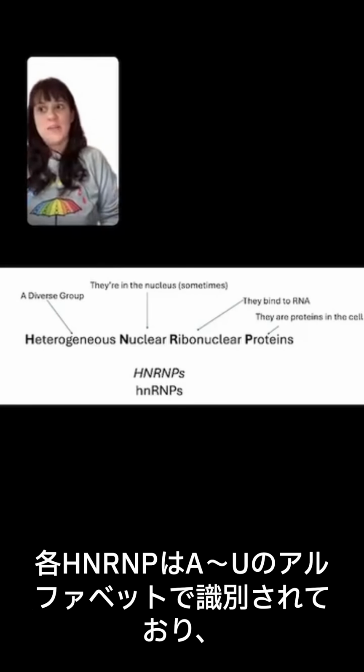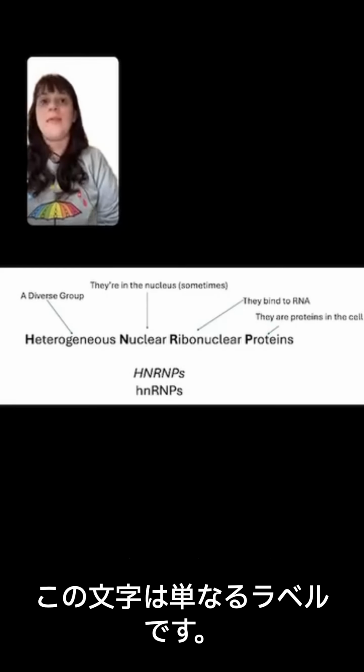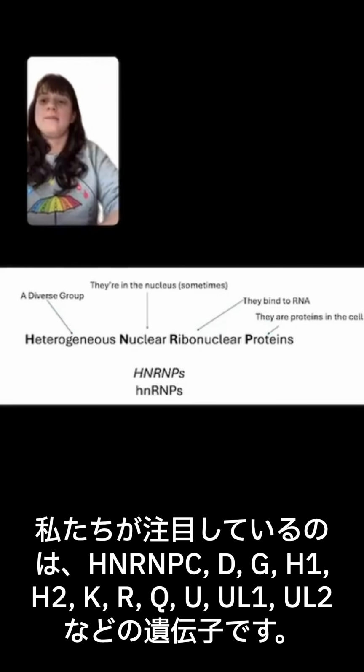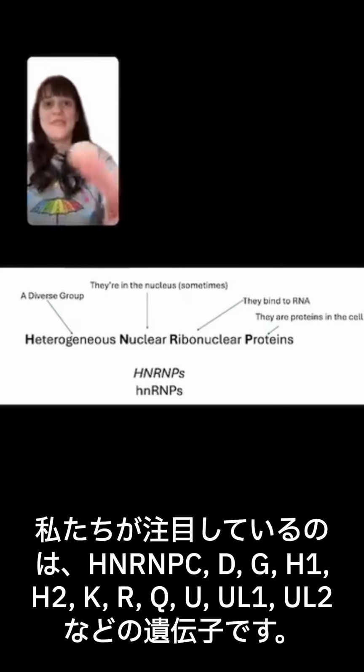And each HNRNP is labeled from A to U, and the letters are just a designation. They don't mean anything in particular. So we have HNRNP C, D, G, H1, H2, K, R, Q, U, and UL1 and UL2 as some of the genes that we've been looking at the foundation.